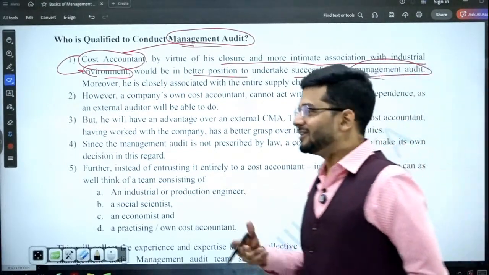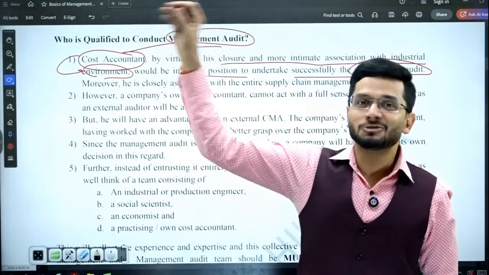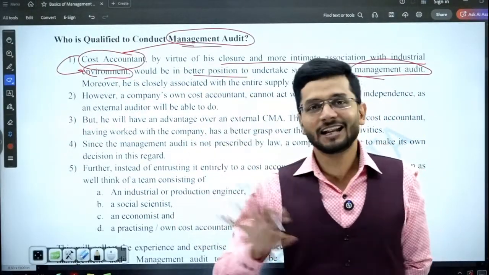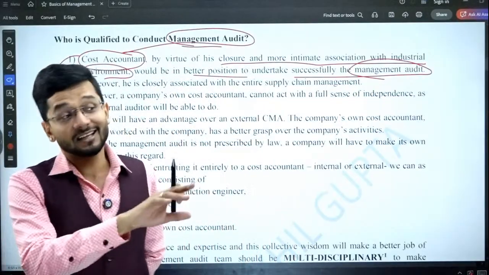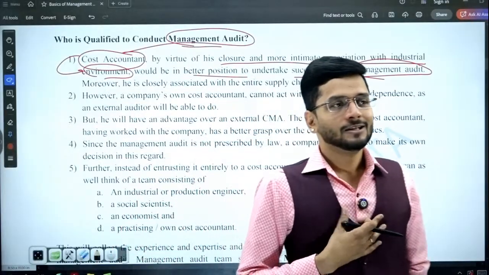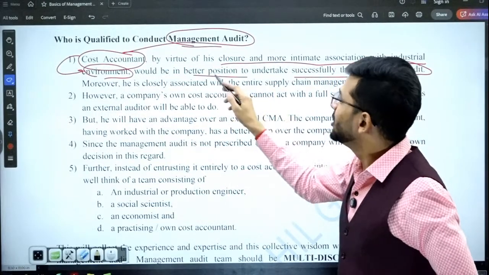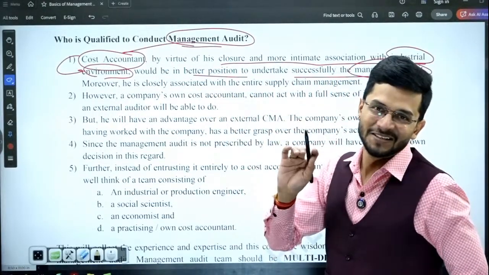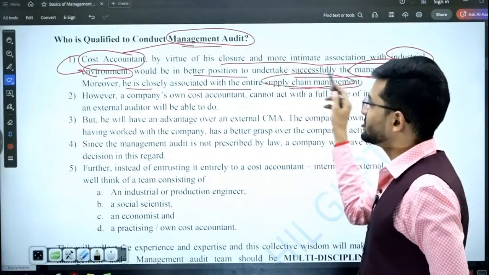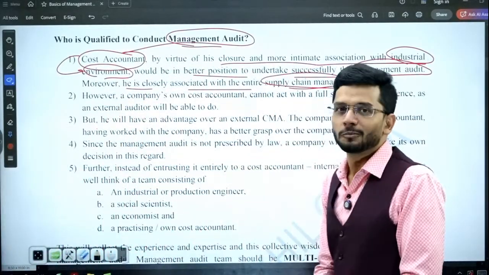And obviously, since we are cost accountants, we will propound this theory that cost accountants are the best to conduct management audit. If the same topic you would read in a chartered accountancy course, maybe they will propound that, oh, chartered accountants are the best to conduct management audit. So this will happen in every sphere of profession, that they will think that they are best in conducting management audit. But guys, in our examination, if a question is asked who is best to conduct management audit, we will say cost accountants are the best in conducting management audit because of their proximity with the industrial environment. This is a fact, guys. This is an answer. Moreover, he is closely associated with the entire supply chain management. So a cost auditor is in the best position to conduct management audit of a particular company. This is at least the theory which we will propound for sure.